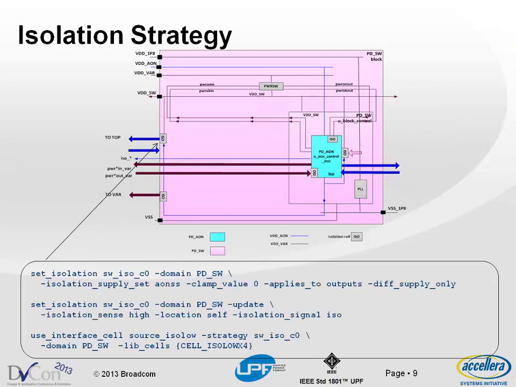So we use three sets of commands. The first command describes where you want to isolate. The next set of commands tells exactly the location where you want to place it and the type of signal you want to use. And the third command tells you what specific library cell to pick. You could combine these two into a single command, but basically you have three sets of commands that you could use to completely describe the implementation of an isolation cell. And you could do the same thing for the AON domain.